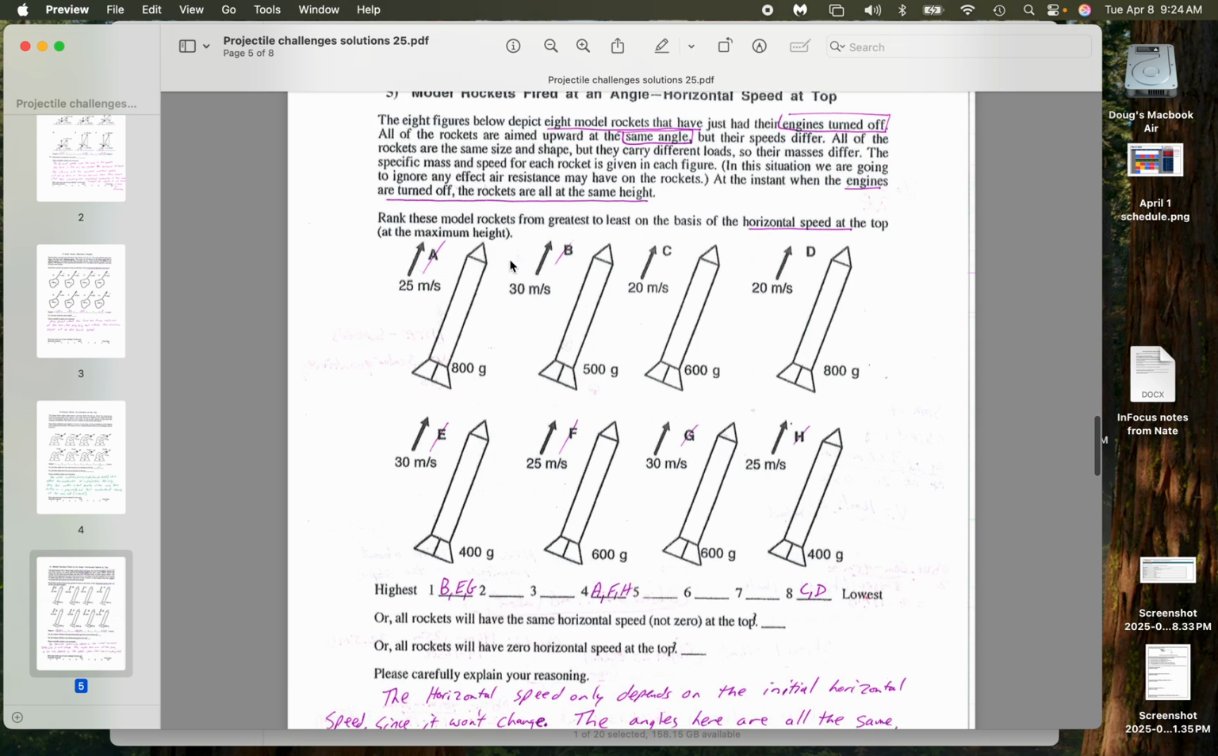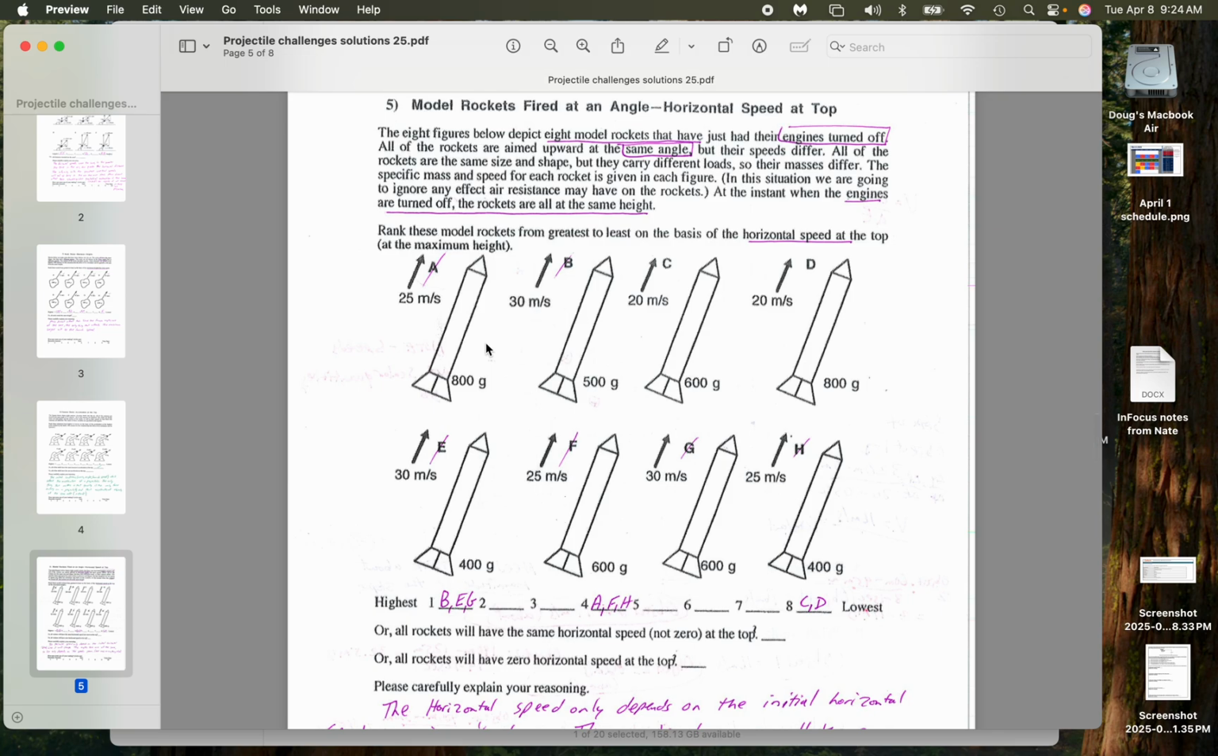Horizontal speed at the top. So the vertical speed at the top of these would all be 0. The horizontal speed depends on the angle, and it said those were the same, and the launch speed. So again, the ones with a greater launch speed would have a greater horizontal speed, and that does not change during the path of a projectile. So B, E, and G have the greatest launch speed, so they have the greatest horizontal speed at the top, then A, F, and H, and then C and D.